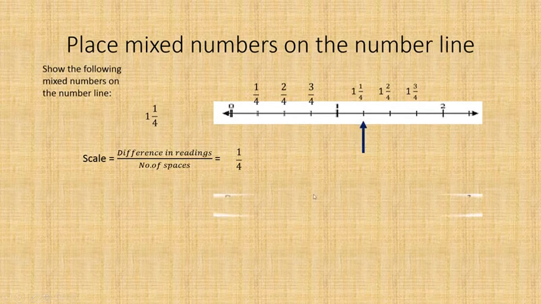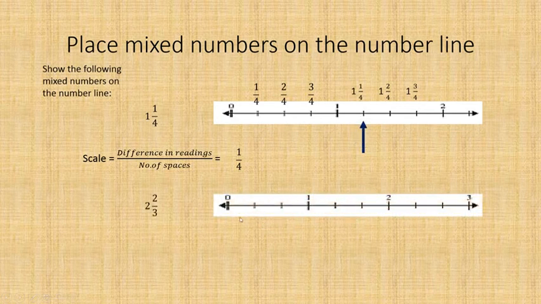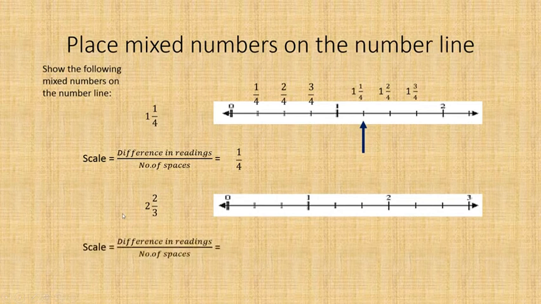So let's go for another example. Here I have another number line and another mixed number. So first, whatever I do, I have to do the scale first. So get the scale. Scale equals difference in readings over number of spaces. So difference in readings is 1 minus 0 equals 1. And how many spaces do you have here?